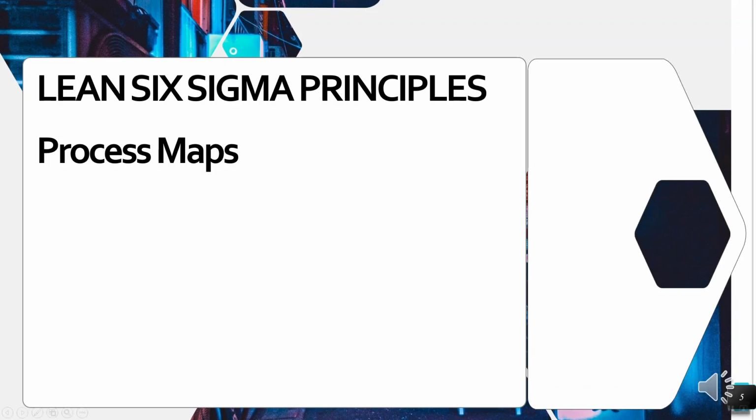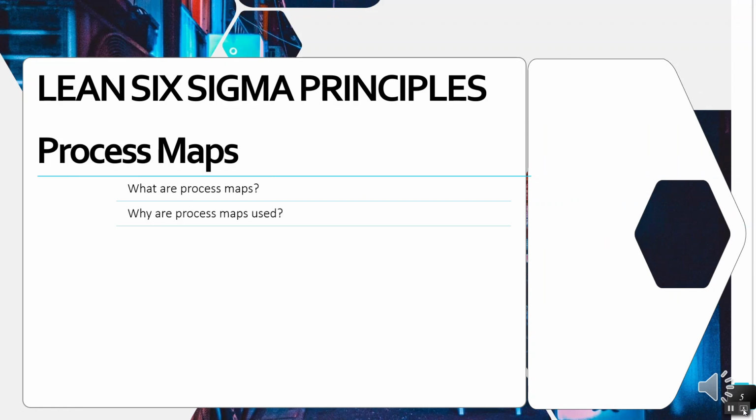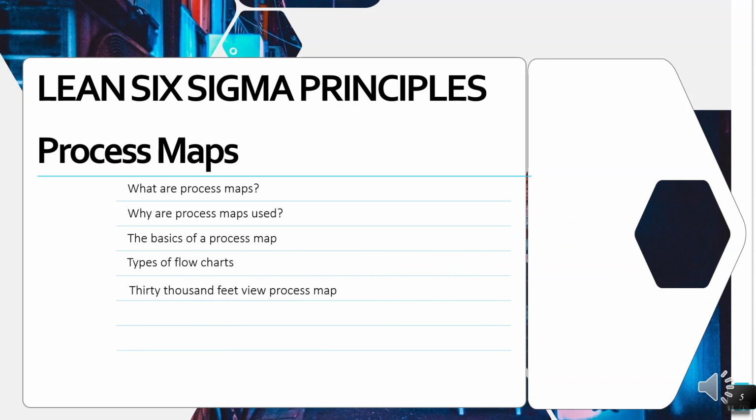This course introduces Lean Six Sigma process mapping. By the end of the course you will be able to learn: what are process maps? Why are process maps used? The basics of a process map. 30,000 feet view process map. Detailed process map. Types of flow charts. How to read a flow chart.